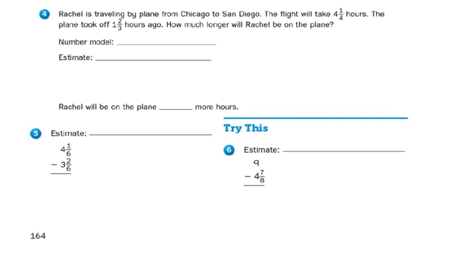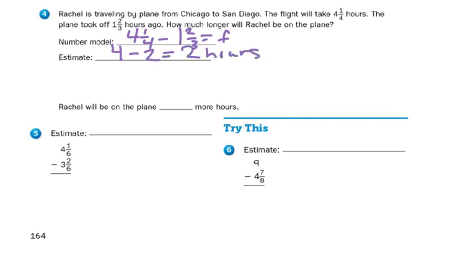Number 4. Rachel is traveling by plane zoom, from Chicago to San Diego. The flight will take 4 1/4 hours. The plane took off 1 2/3 hours ago. How much longer will Rachel be on the plane? How much longer? We're figuring out the difference. So we have to take the 4 1/4 minus 1 2/3. And that's going to be how long she has left in her flight. The estimate, 4 minus almost 2. She's got about 2 hours left.